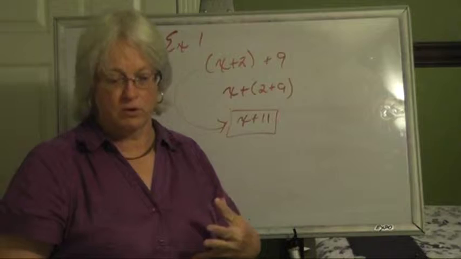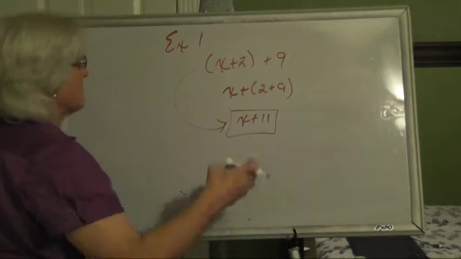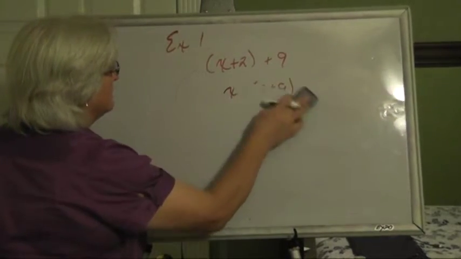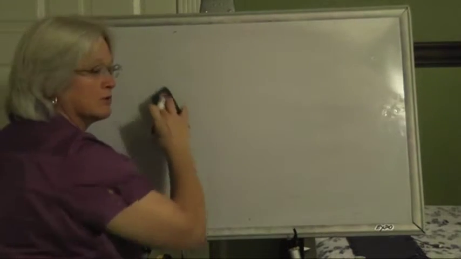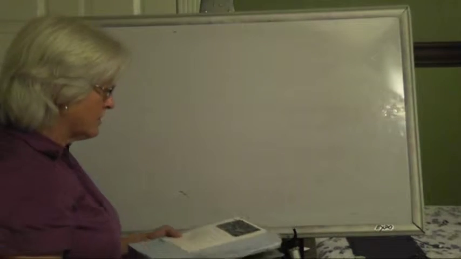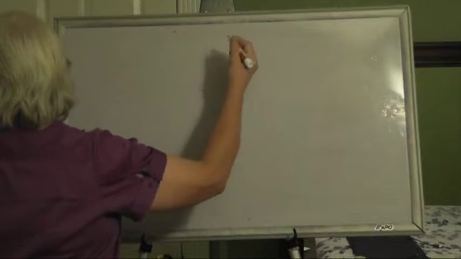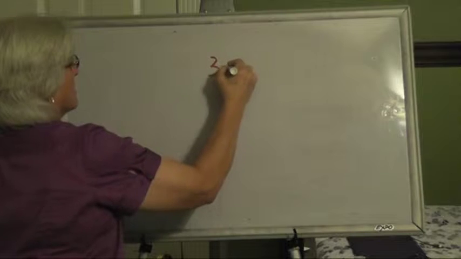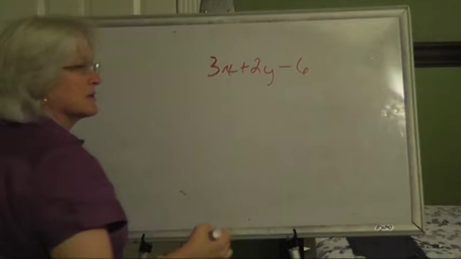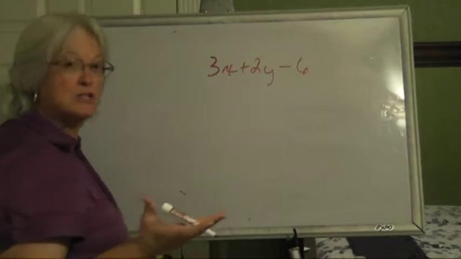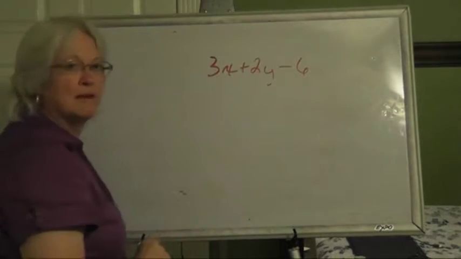And this is all that we're going to be working on. Now we have some vocabulary that we want to go ahead and introduce. We want to talk about coefficients, variables, terms and like terms. For example, 3x plus 2y minus 6. This is an algebraic expression. What makes it algebraic is the fact that you have letters in here. You have these variables.